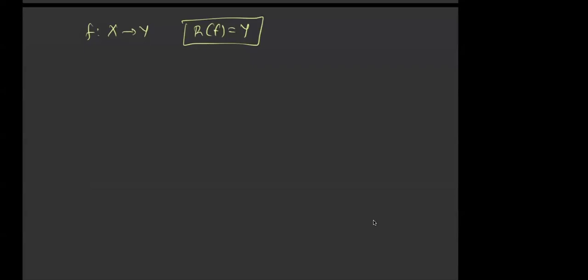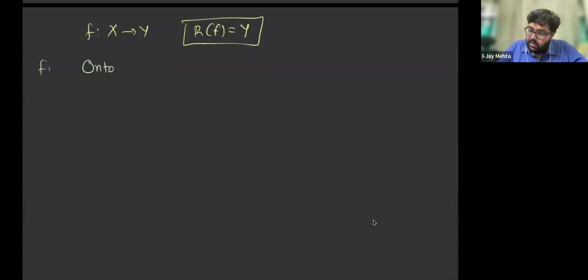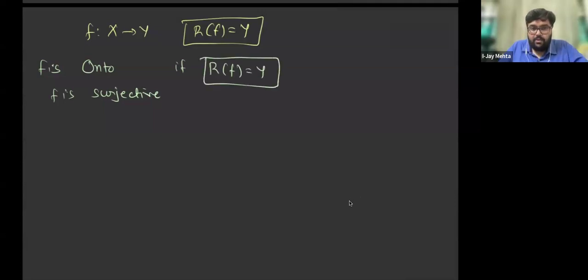Onto function. We say that f is onto, or another word is surjective. Usually we say onto. F is onto if range of f equals y. So when we want to show f is onto, we have to show that range of f equals y. But for that we need to show two things: range of f is a subset of y, and y is a subset of range of f. But what do we know?